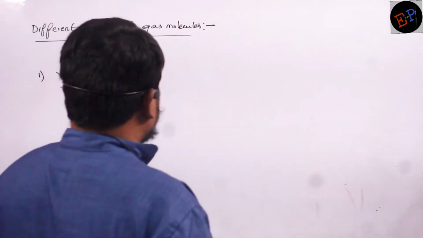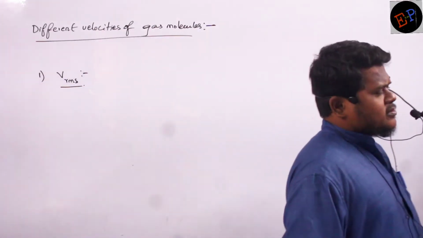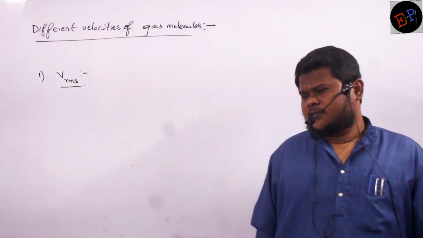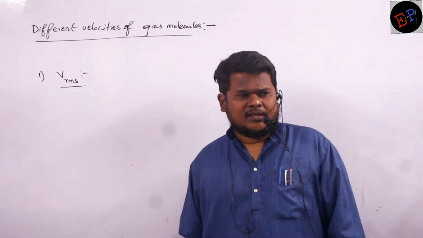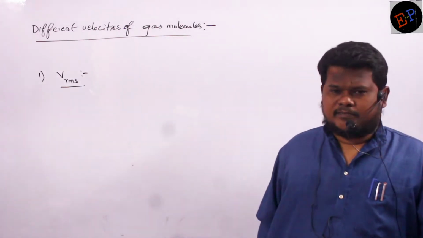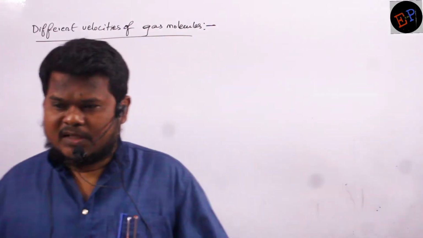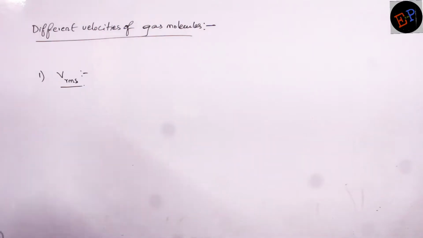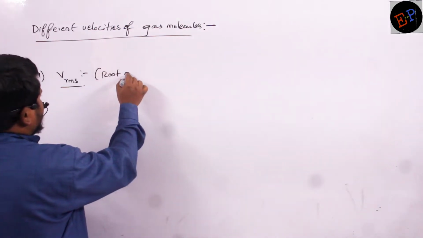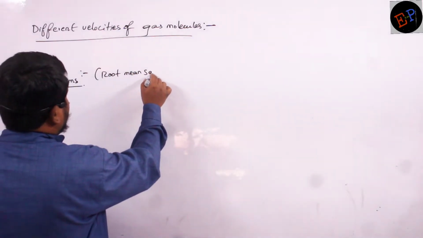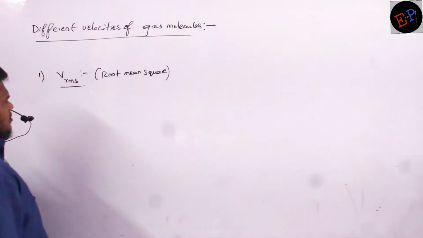So next we are studying the different types of velocities of gas molecules. I think yesterday we already studied these velocities in states of matter, no? In KTG also we have to study them. RMS velocity. What is meant by RMS velocity? Root, mean, square velocities are called RMS velocities.